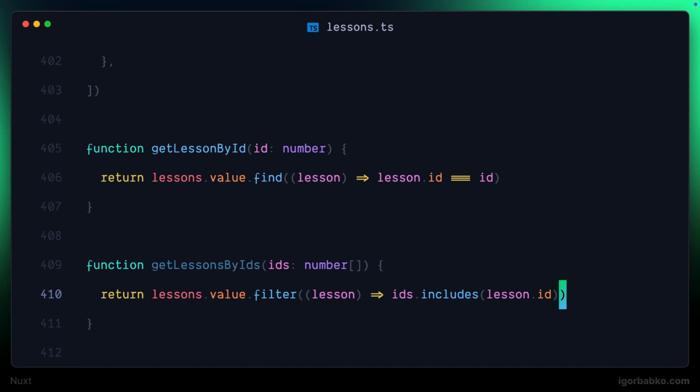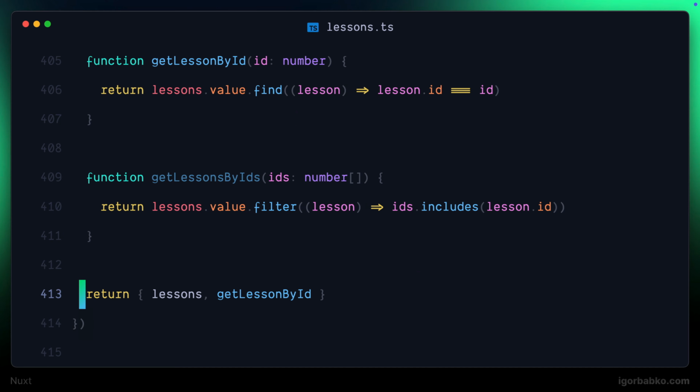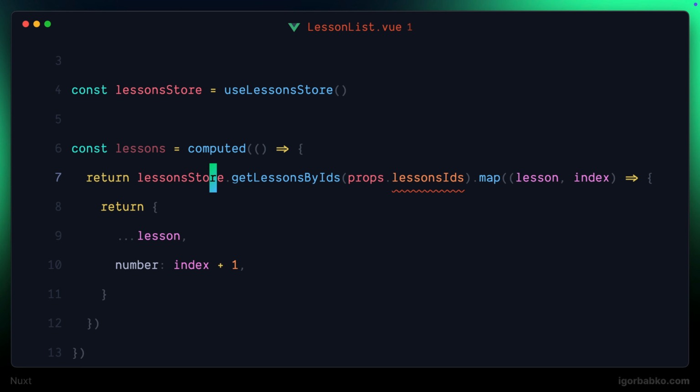As always, we have to expose this function in order to use it in components. So let's add the function name into this object. And we are basically done. Let's just fix this issue inside the lesson list component. This property is called lesson IDs and not lessons IDs.